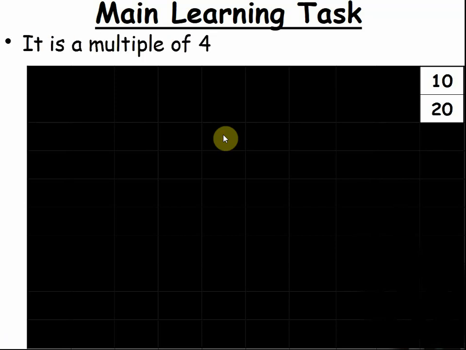It is a multiple of 4. So which of these two is in the 4 times table? 10 is not, because it goes 4, 8, 12. So 10 does not fit. So it must be 20. Let's check. 4, 8, 12, 16, 20. So yes, 20 is my number.